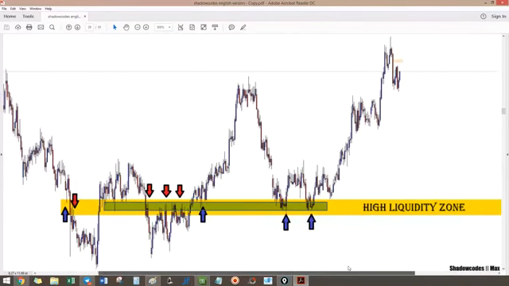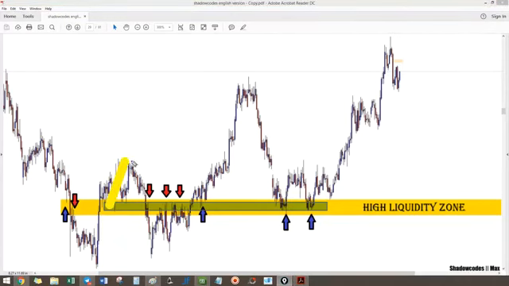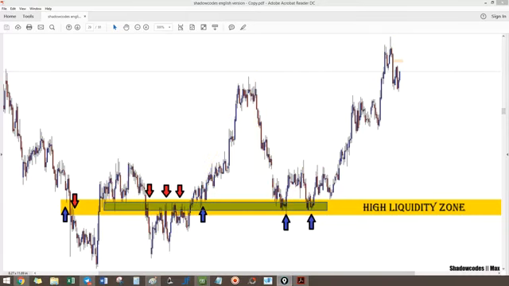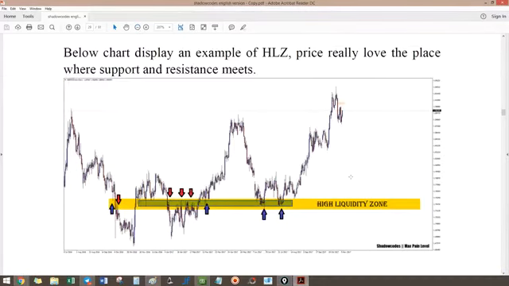Look, all right, this is my pen. Look over here, 1, 2, 3, 4, and then there it goes. A really great setup. This is a place where you want to find your trade setup. Actually, this is a very good place. We call it the high liquidity zone.